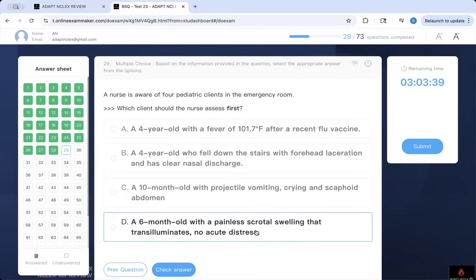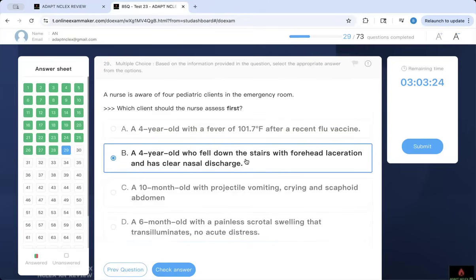Prioritization 101. Be sharp. Adapt to NCLEX: you find what is wrong with each patient. If it's an expected finding, ignore it. If it's not, pick it. I can tell you, the right answer is this kid. You fell, you hit your head, and there is clear nasal discharge, that's CSF. This patient has a basal skull fracture. Projectile vomiting, crying, and scaphoid abdomen, 10-month-old, pyloric stenosis. Dehydration, of course. I never told you anything, therefore, don't worry about it.